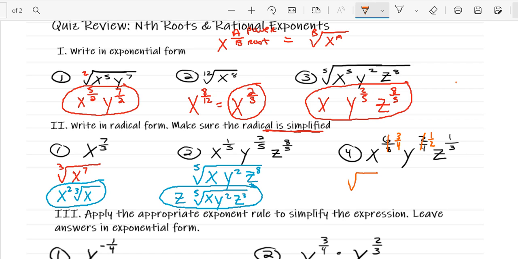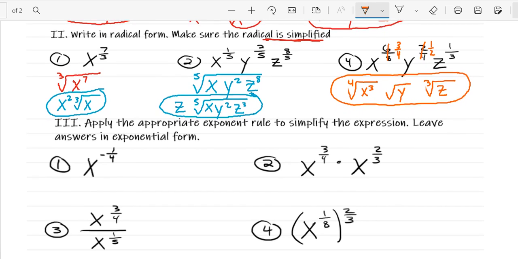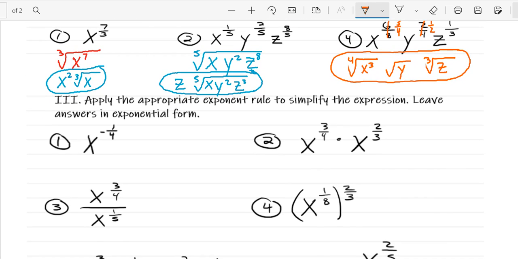So this will be the 4th root of x cubed, square root of y, and the cube root of z. So this will be my final answer. Since they all have different roots, they have to be under their own separate radicals. They can't be together. All right, so hopefully that was simple enough, just writing them in radical form.